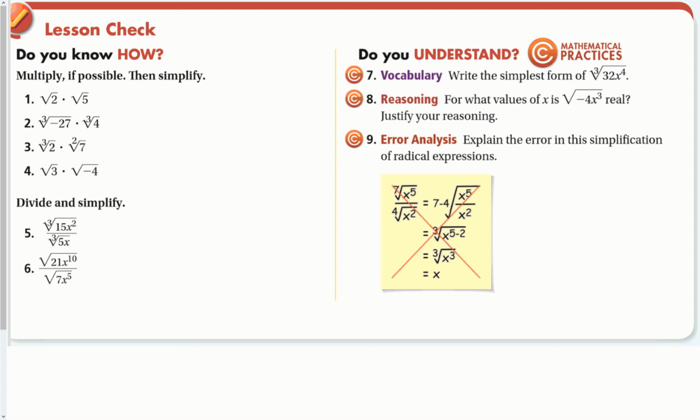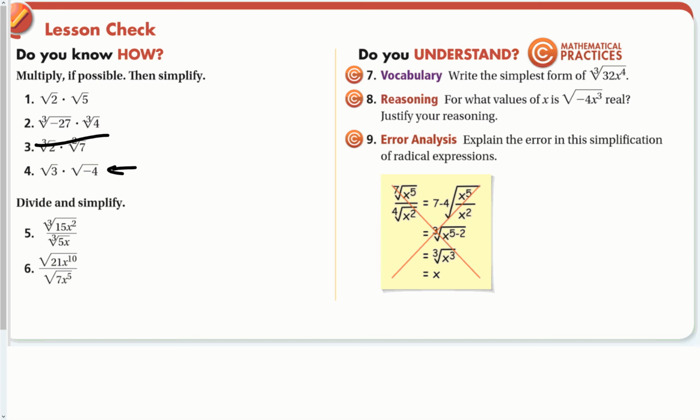Hopefully we would have no problem doing anything like this. These two can go together, so can these. These two cannot, and these two can, but look at that. It won't simplify because there's a negative underneath the radical, which means we would get an imaginary number. These we can divide and simplify. Write the simplest form of this.